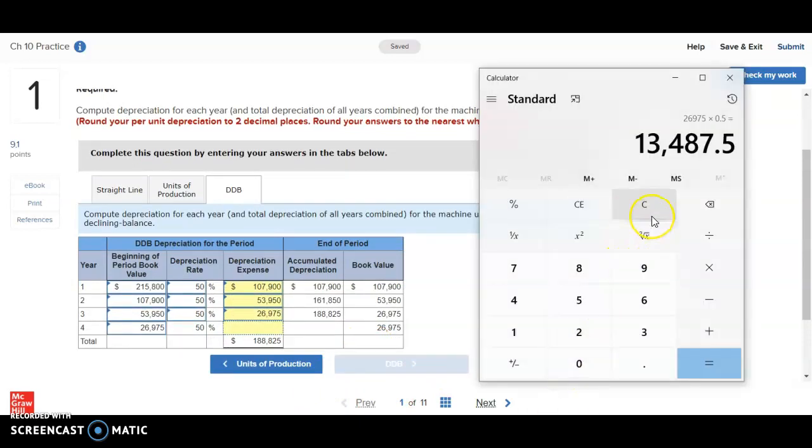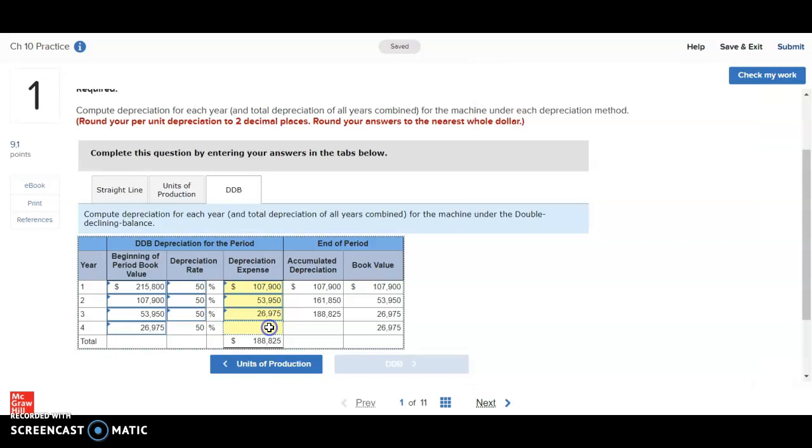So if we look here, we have $26,975. We subtract 19,000 because it's the lowest we want to see our book value. That's what we're going to be selling it for. Remember, that's our salvage value. And that's $7,975. So we're going to use what we call a plug-in number here, and that's what we're going to depreciate for year 4. So 7,975 is what I'm going to enter.